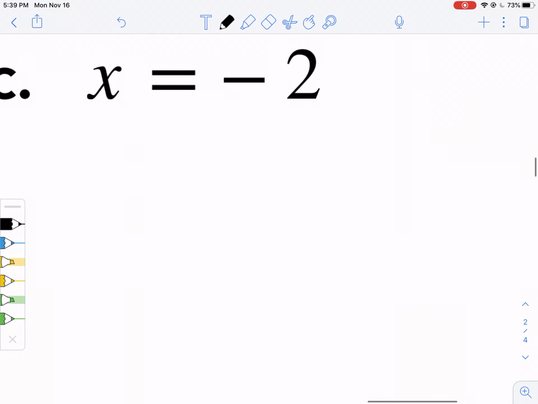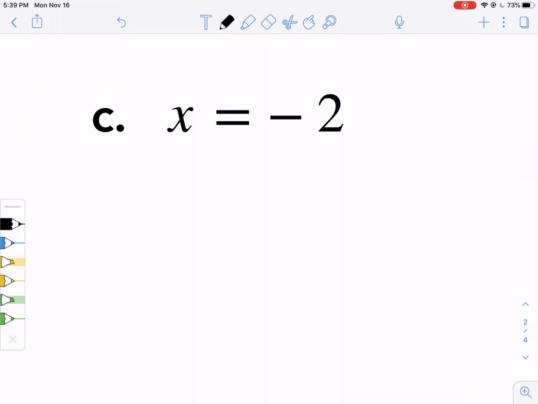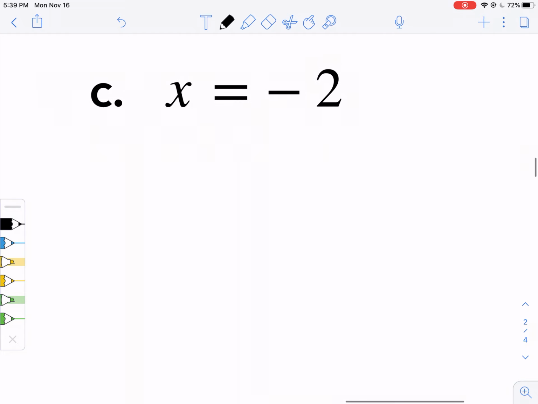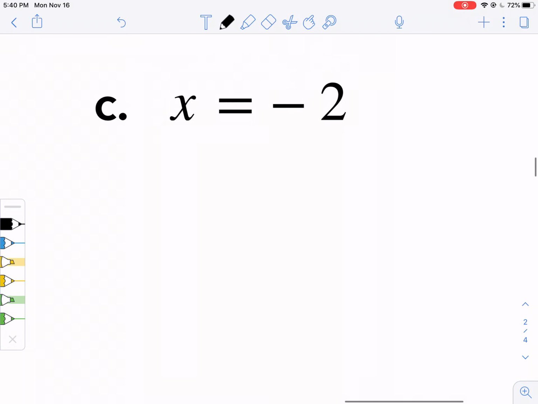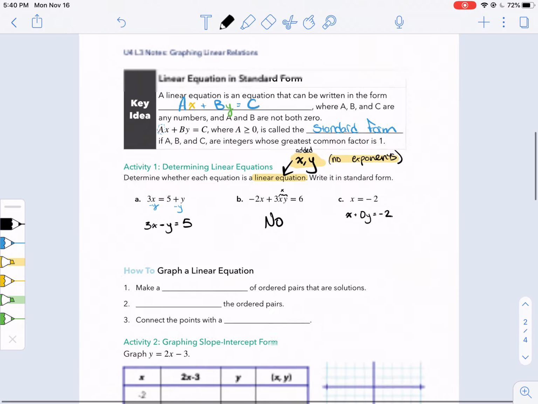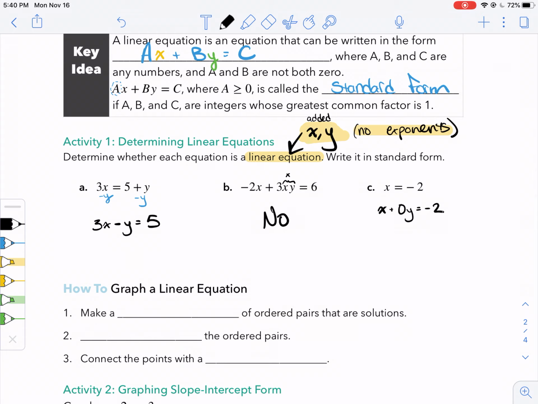And then finally, is this linear? Well, it actually depends on who you ask. According to the textbook, this isn't linear, but I argue that it is because it makes a straight line. Also, this is the same thing as saying x plus 0y equals -2. So yeah, I say that is a line. That's a linear equation. Okay, great.